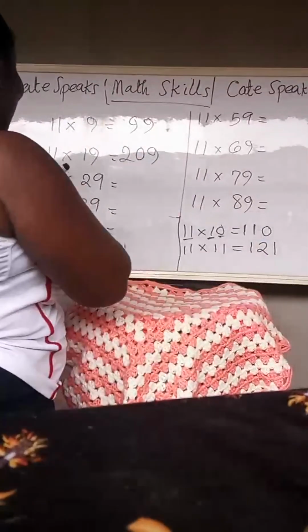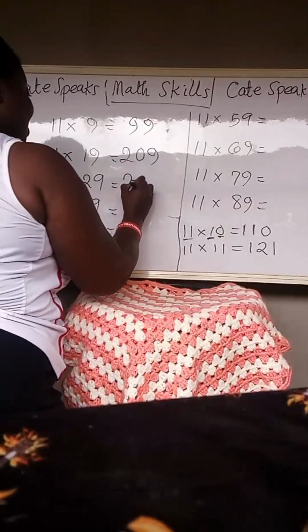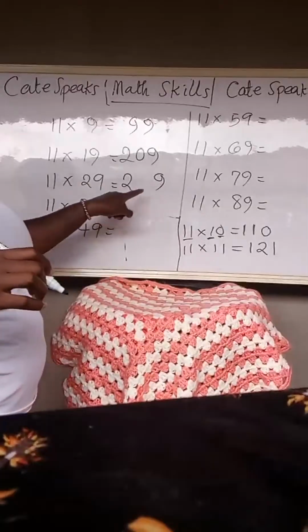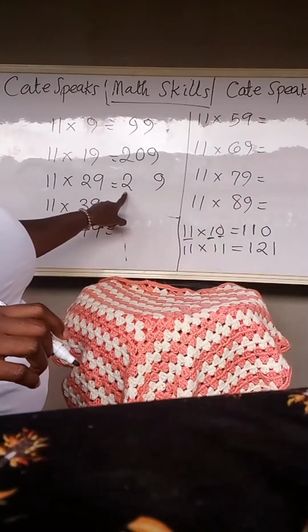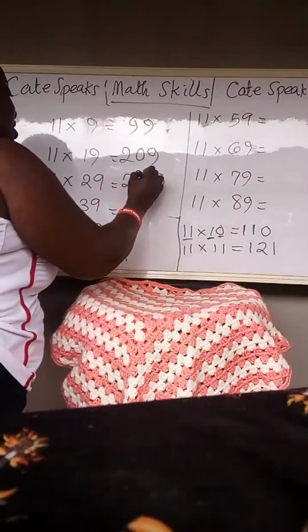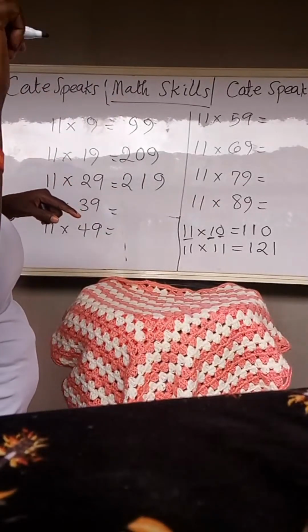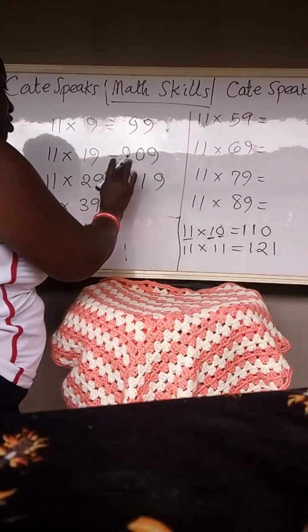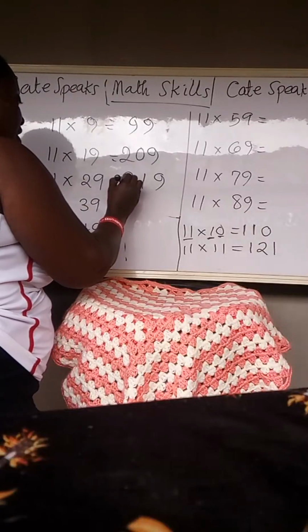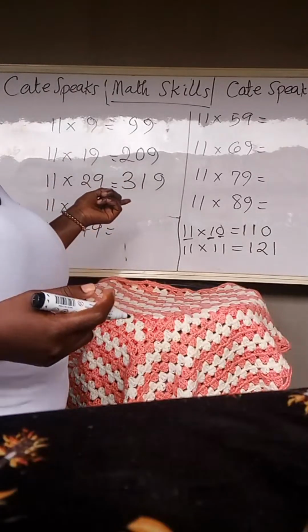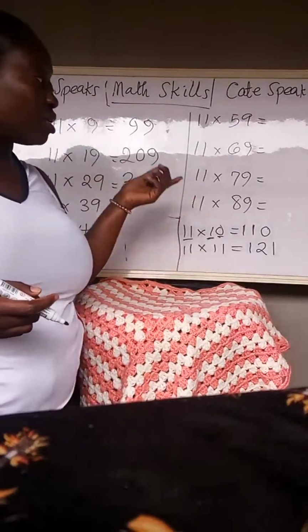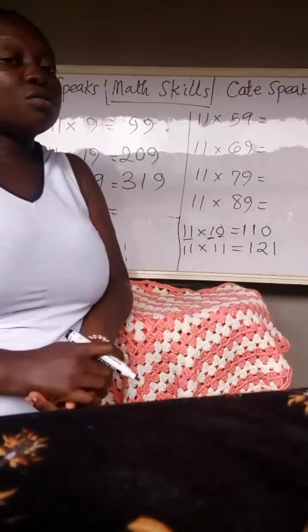So 11 times 29 is not hard at all. I hope you got it. 2 plus 9 is 11, so I'm going to write 1. Then the tens in 11 is 1 again. I'm going to add it to this 2 to make it 3. See how fast you can get it. Your child or someone around you can do this with your mind. You don't need to use the calculator.